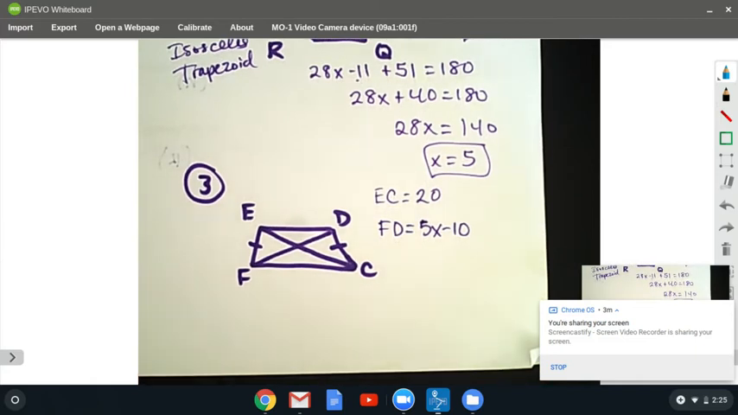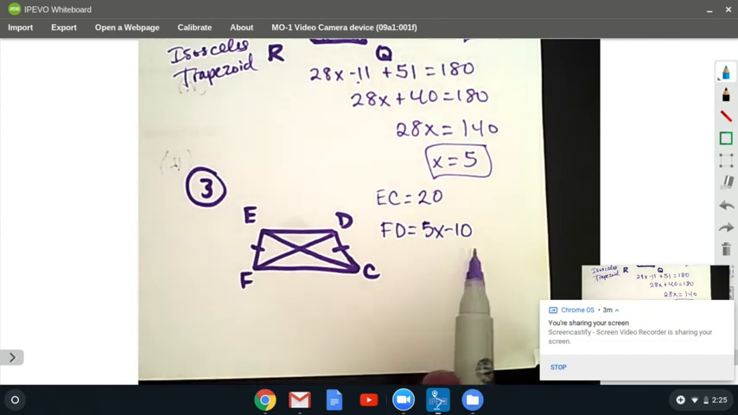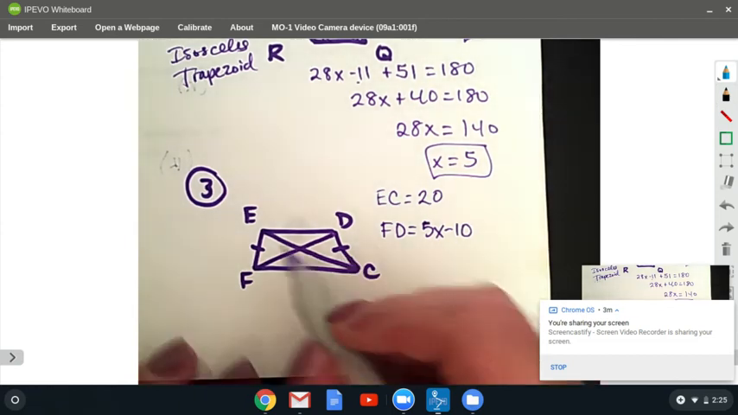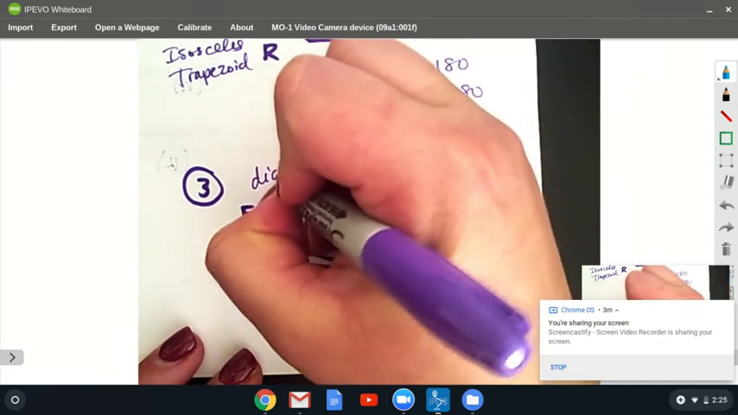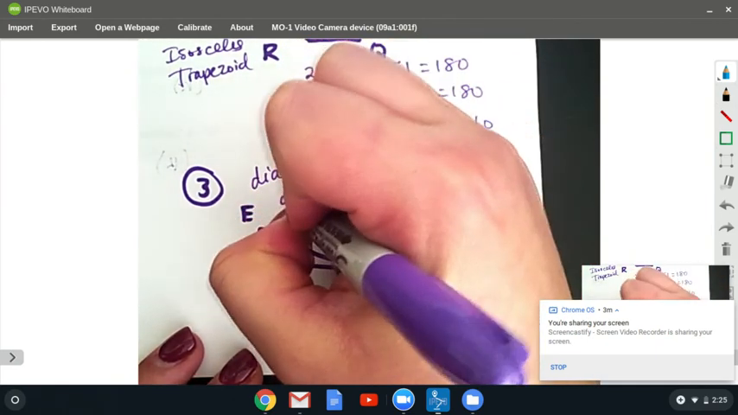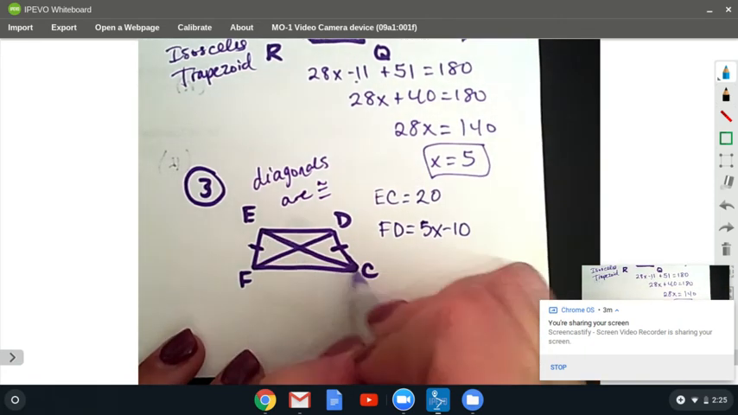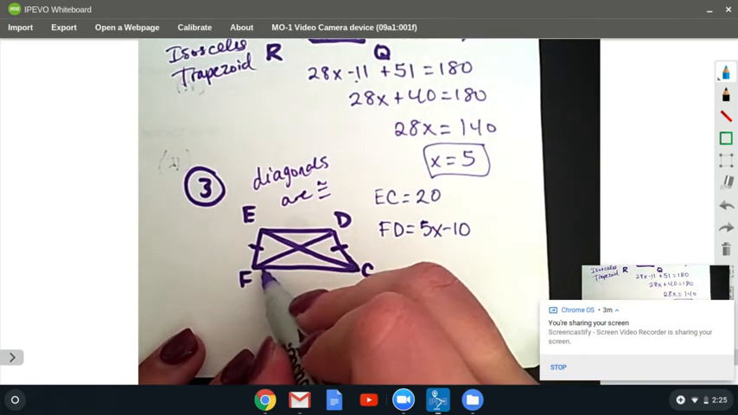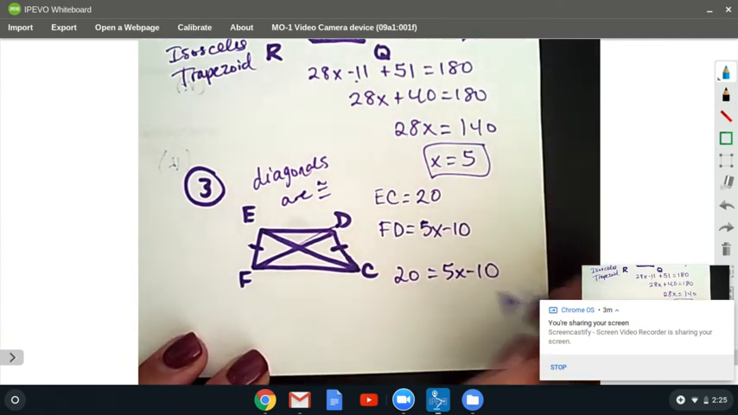And the last problem I want to do here tells me that it's isosceles. Cool. I didn't even need to know that. I did need to know that. Yep. So in an isosceles trapezoid, which you can see it's isosceles because these legs are congruent, the diagonals are congruent. Okay. So in this problem, they're giving you EC, which is one diagonal, FD, which is another. So you can just go ahead and set these equal to each other.